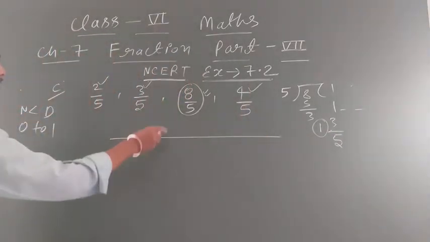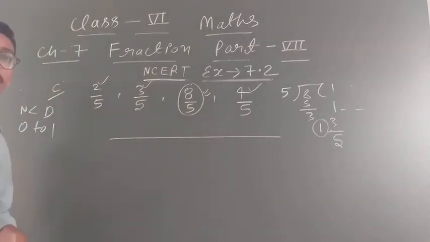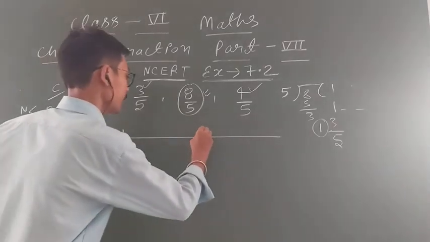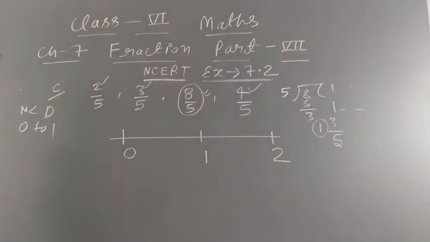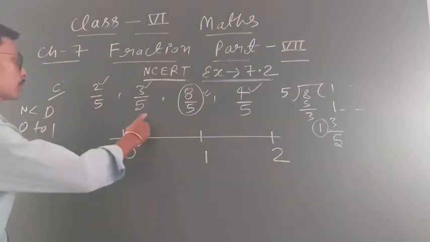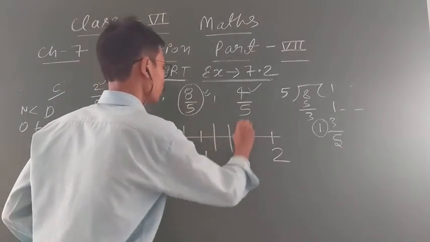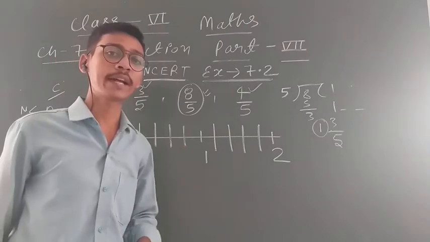Now next, how will we solve this, student? In how many parts do you have to divide? 5 is given, so you have to divide each unit into 5 equal parts, marking 1, 2, 3, 4 points between the whole numbers. Why 5 parts, student? Because the denominator is 5.